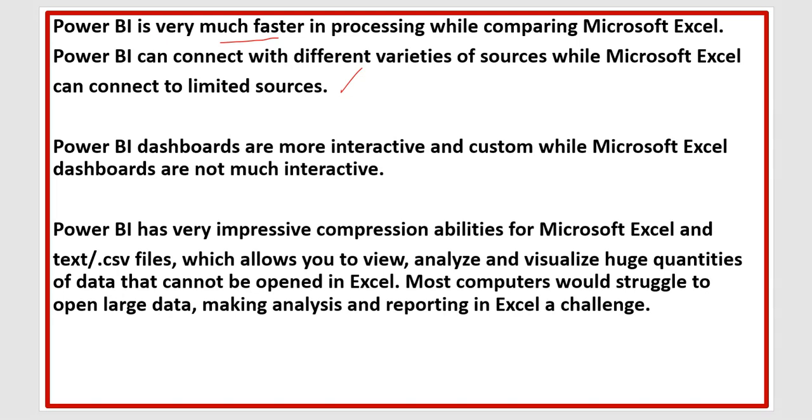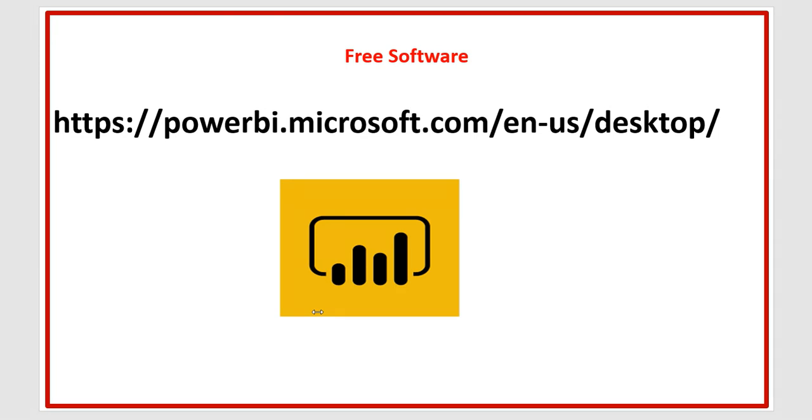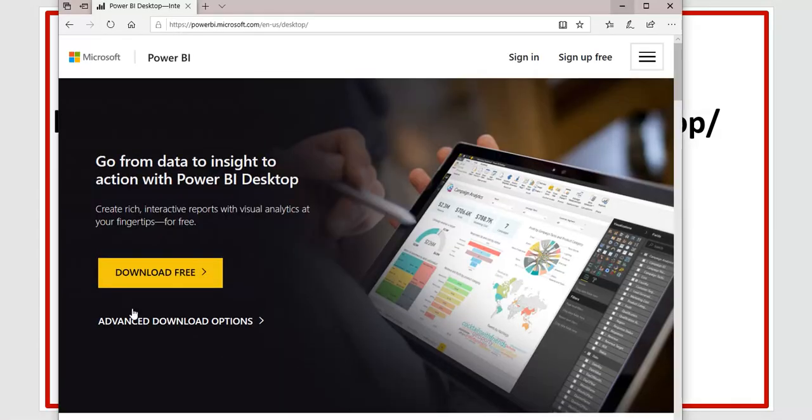Now the question arises how you can download. It is a free software. This is the site I have written, powerbi.microsoft.com. You have to write it down, then you can download. It's free, install it and run it. It will take only 4 or 5 minutes, then you can have it, and this is the symbol, right? When you will download it, I will show you here. This is the download free. Click here.